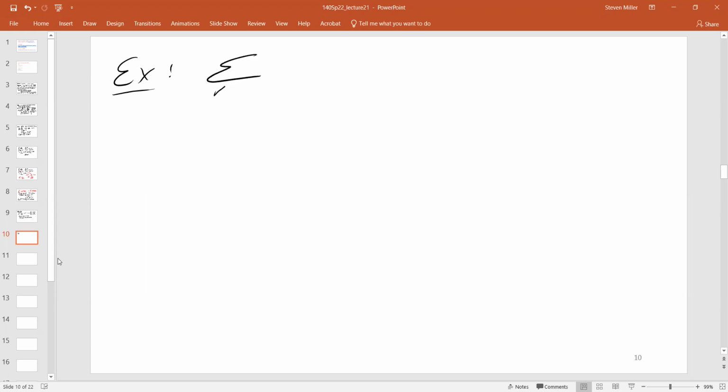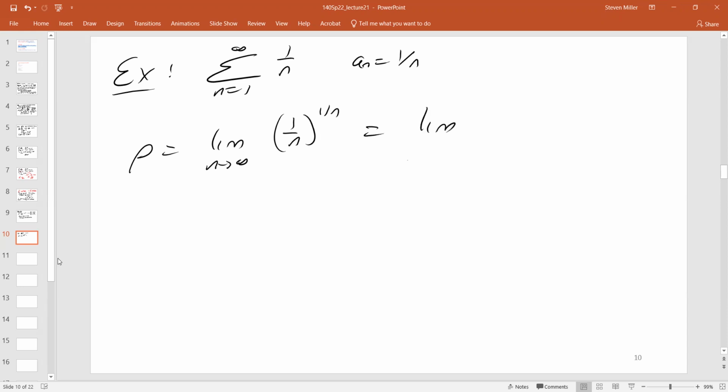So let's consider the sum as n goes from 1 to infinity of 1 over n. So a_n is just 1 over n. So rho is the limit as n goes to infinity of (1 over n) to the 1 over nth power. So we're basically getting in the limit 0 to the 0. So what happens? What do you think this goes to? This is the same as the limit as n goes to infinity of (1 over n) to the 1 over n.